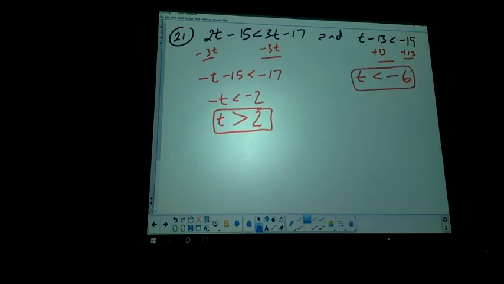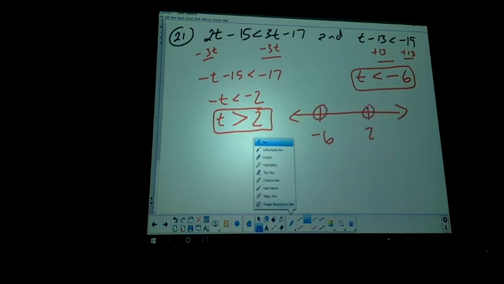All right. This is an AND problem. Agree? There's an open dot here, open dot here. All right. I'll do this one in yellow. So I want t is greater than 2. Looks like that. Agree? Yes. I'll do this one in green. This is going to go this way.